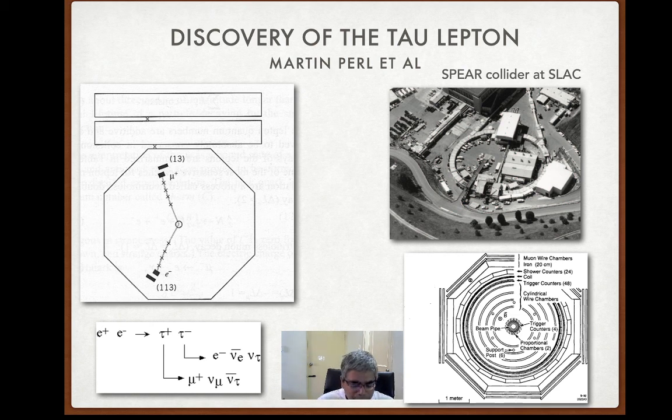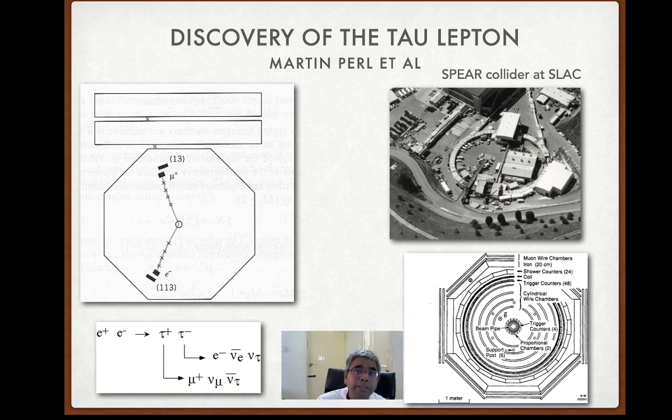And it decays. Their discovery mode was to pair produce taus. It won't form a bound state because it's not a colored particle. These are leptons, they don't have strong interactions. We'll see it again in the next lecture, the interaction part of this. One of the taus will decay into a muon, so the muon will be detected, and the other one will decay into an electron mode.